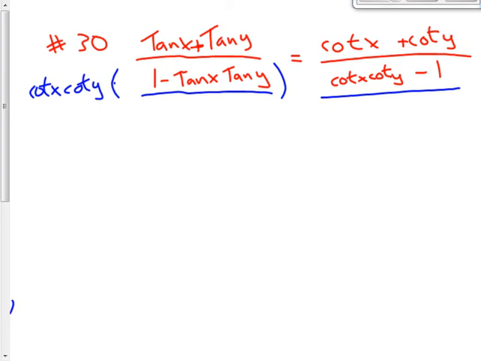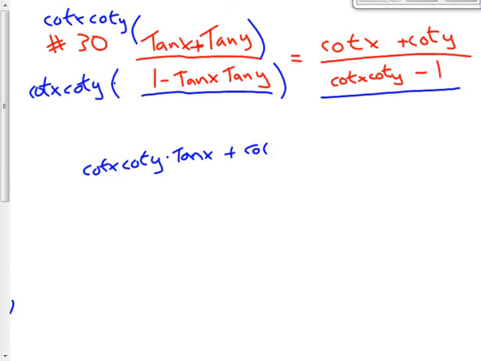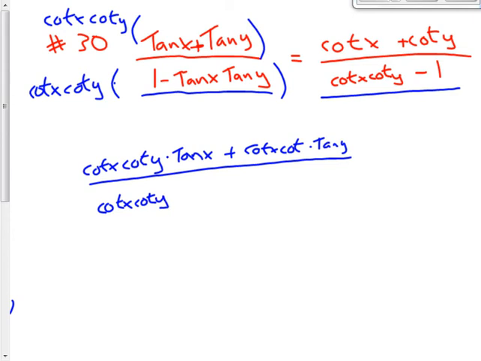So I'm going to multiply this whole denominator by that, and I'm going to multiply the whole numerator by that. So in the numerator, the distributive property gives me cotangent x, cotangent y times tangent x plus cotangent x, cotangent y times tangent y. In the denominator, I get cotangent x, cotangent y times 1, and cotangent x, cotangent y times tangent x, tangent y.